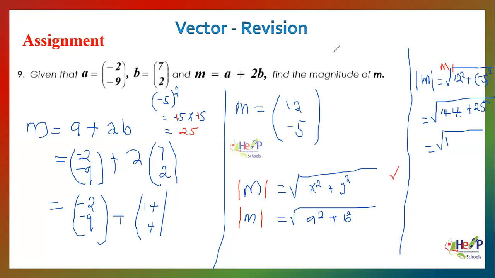Can I get 144 plus 25? The answer is what? 169. Yeah, correct. And when you get this under root, it will be what? 169 under root.